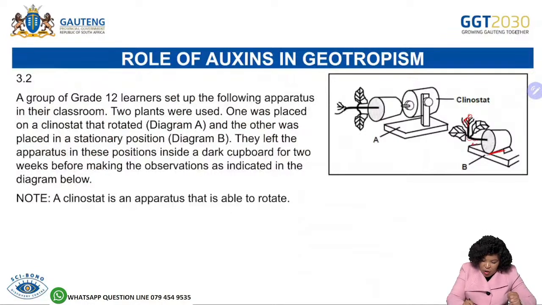More concentration of the auxins is going to be on the lower side, being pulled by gravity. Then how is the growth going to be? The growth is going to be more where? On the upper side, because it is inhibited. And when it is more on the upper side, it's going to cause the stem to bend upwards. So if you know that for geotropism, you will be able to answer any questions on geotropism.